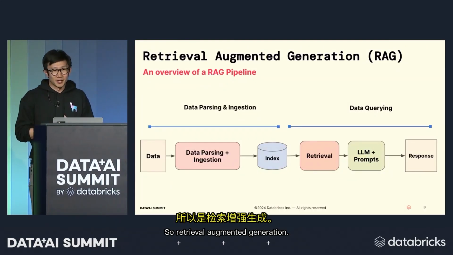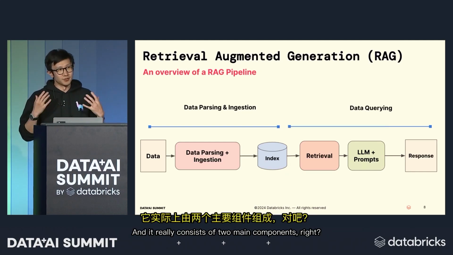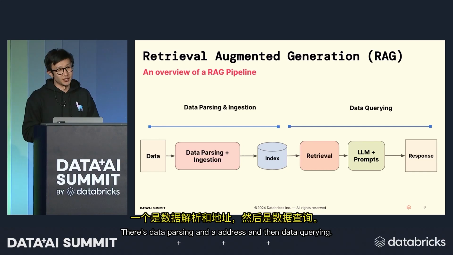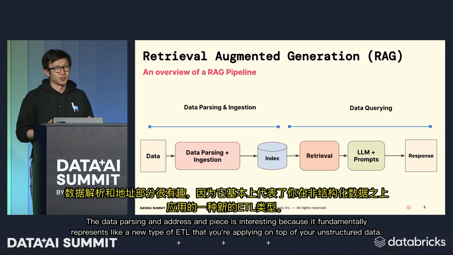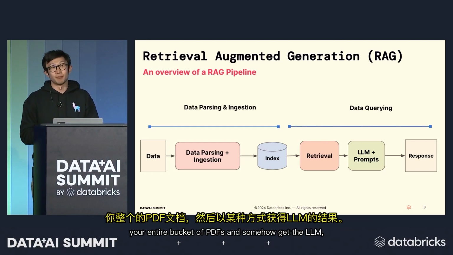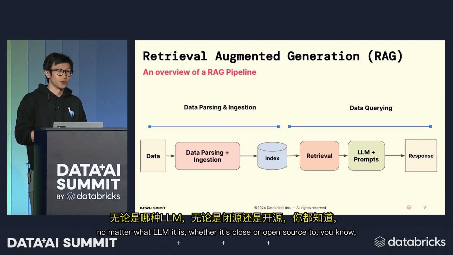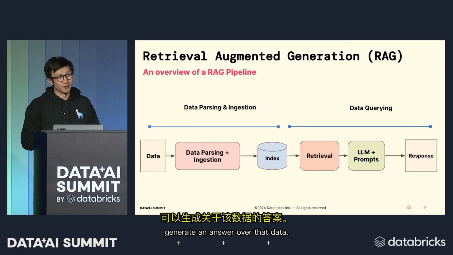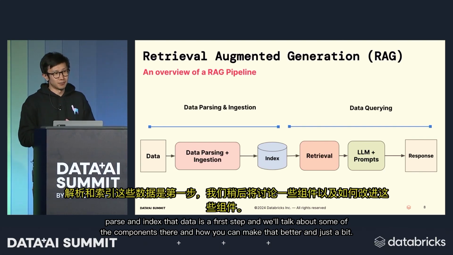So, retrieval augmented generation. We've heard this term many times over the past year and a half, and it really consists of two main components: data parsing and ingestion, and then data querying. The data parsing and ingestion piece is interesting because it fundamentally represents a new type of ETL that you're applying on top of your unstructured data. The promise of RAG is that you can just dump in your entire bucket of PDFs and somehow get the LLM, whether it's closed or open source, to generate an answer over that data. Being able to process, parse, and index that data is the first step, and we'll talk about some of the components there and how you can make that better in just a bit.